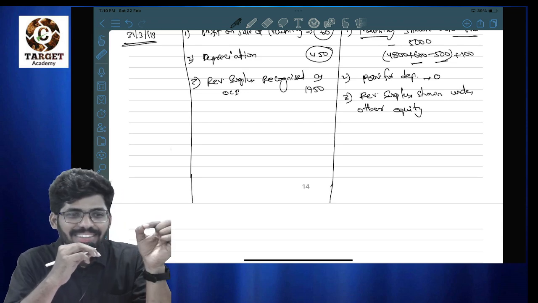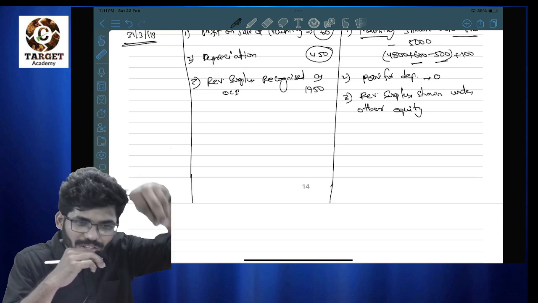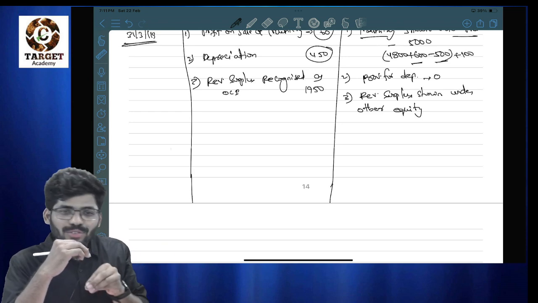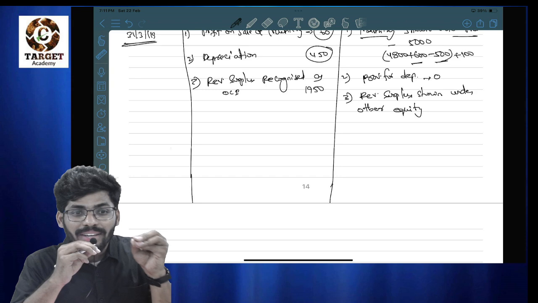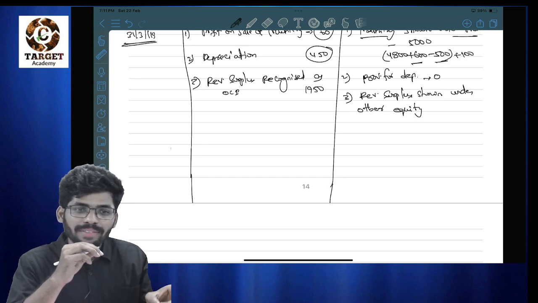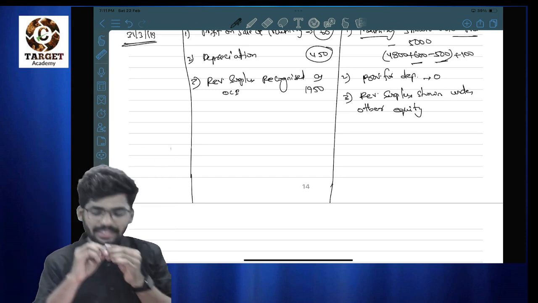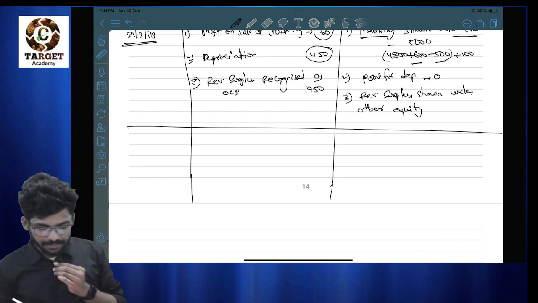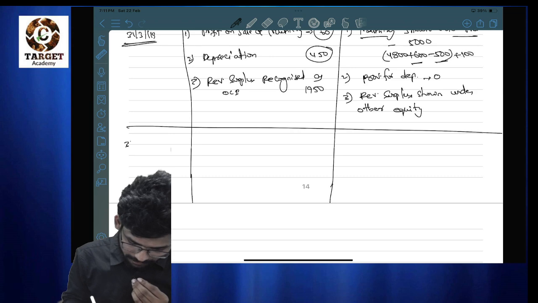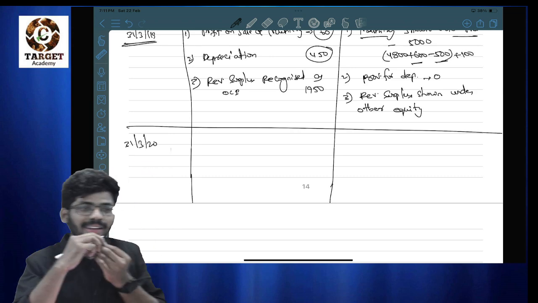Yes. The asset got revalued on this day only, year ending only. So don't transfer to retained earnings. We need to transfer from next year. That's it. Understood?